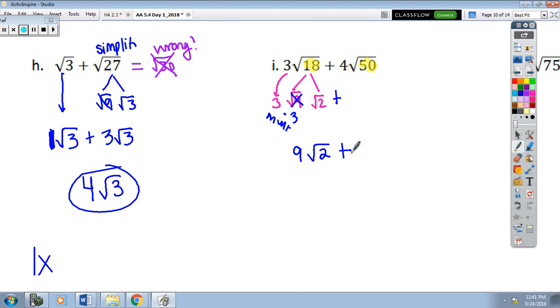The 50, what would I break 50 into? 25 and 2. Square root of 25 is 5. Again, we multiply the outside numbers, so 4 times 5 is 20 root 2. And then if you do this correctly, it'll have like terms at the end, or like radicands, so we can add the coefficients to get 29 root 2.